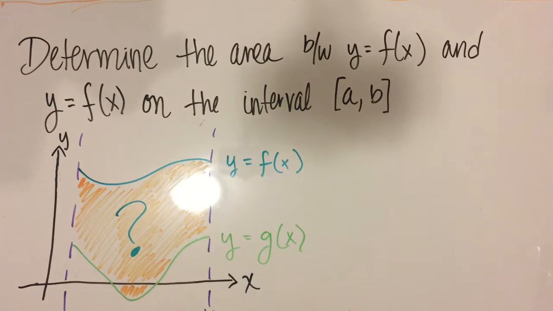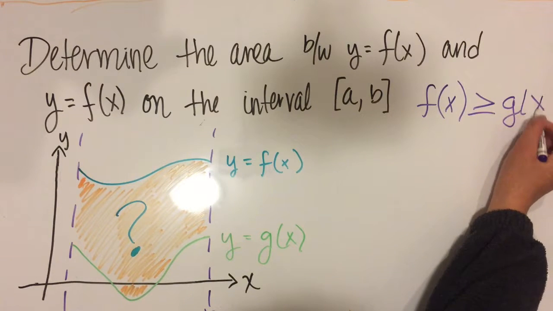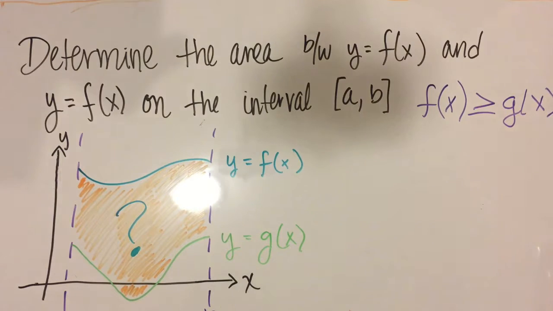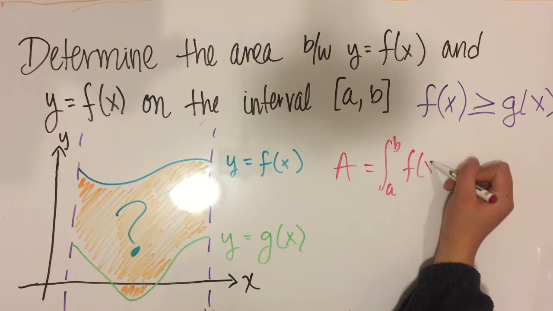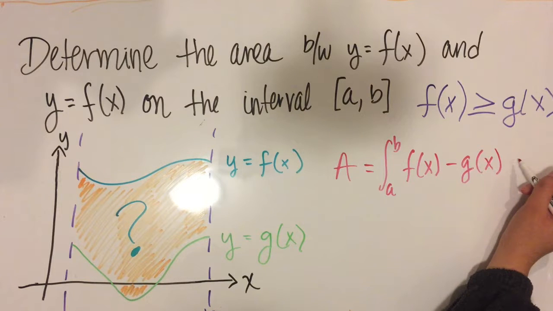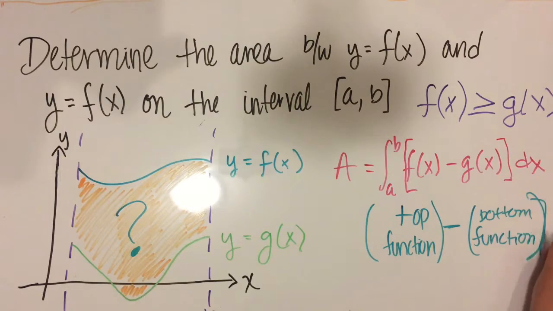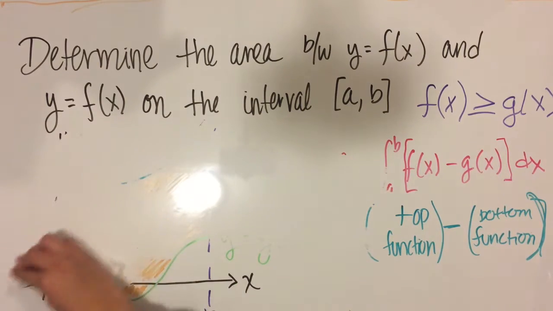Here I drew the graph, and that shaded area is what you're looking for, and we can determine that f of x is greater than or equal to g of x, and from this we conclude that our area will be the integral from a to b of f of x minus g of x dx, and this is basically the top function minus the bottom function.